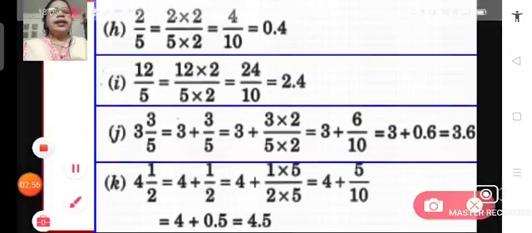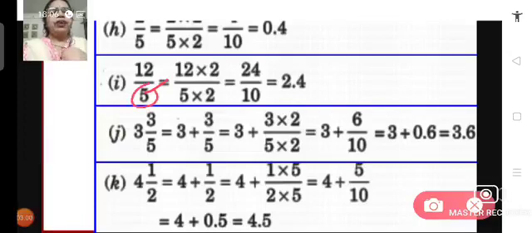I is again 12 upon 5. So again we have to convert the denominator 5 into 10. So for that we will convert the fraction 12 upon 5 into an equivalent fraction with denominator 10 by multiplying with 2. So 12 into 2 upon 5 into 2. So what do we get? We get 24 upon 10. 24 upon 10 is equal to 2.4.